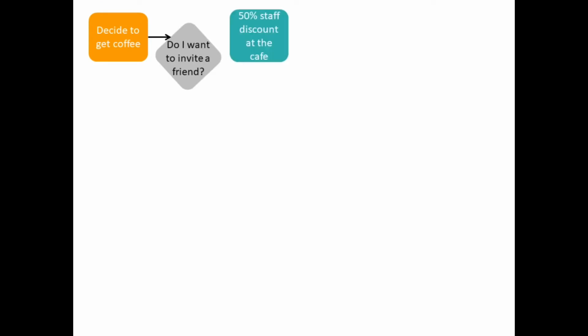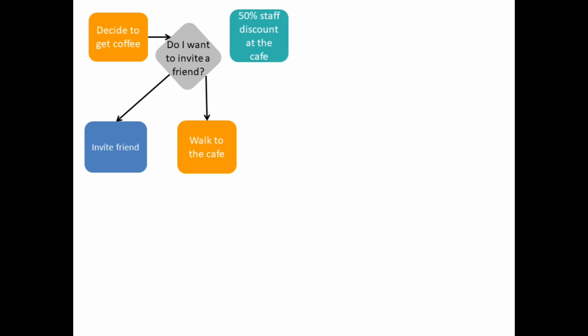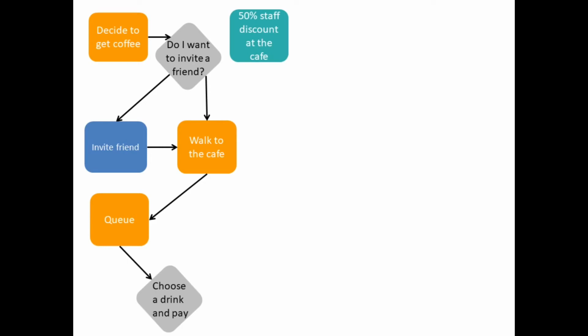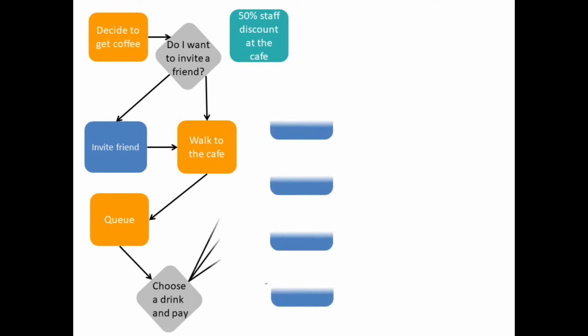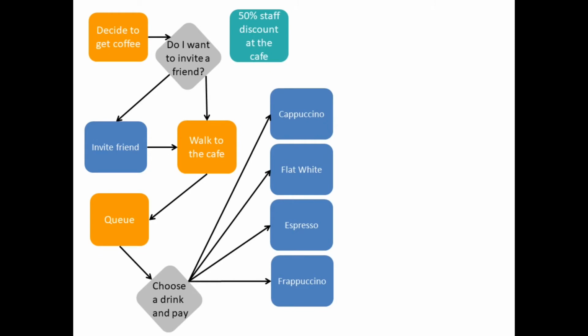There's a decision point. There might be an opportunity to access a discount at the cafe, and then we can go down one decision or the other, whether to bring our friend or go directly to the cafe. Then we queue. Then we come to our next decision point, which is choosing what drink to buy, and then dependent on what drink we buy, we'll have slightly different processes for preparing the drink for ourselves.